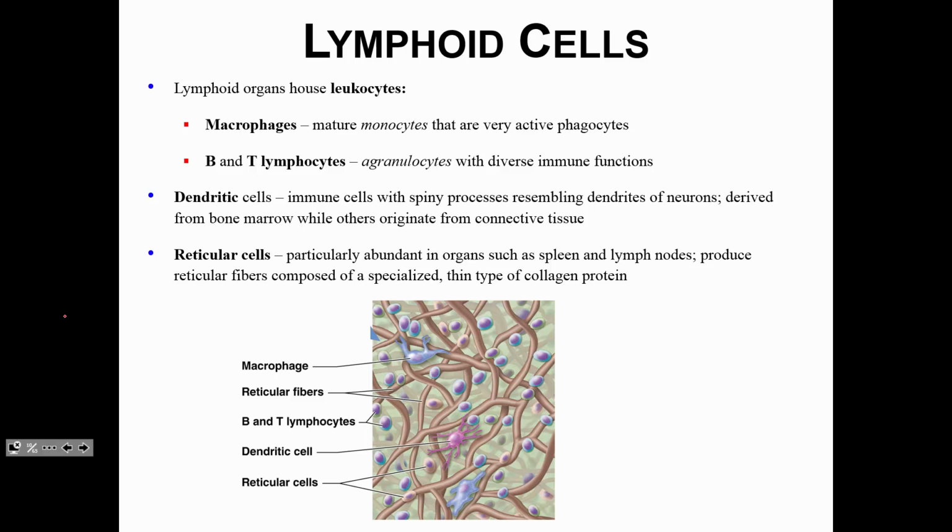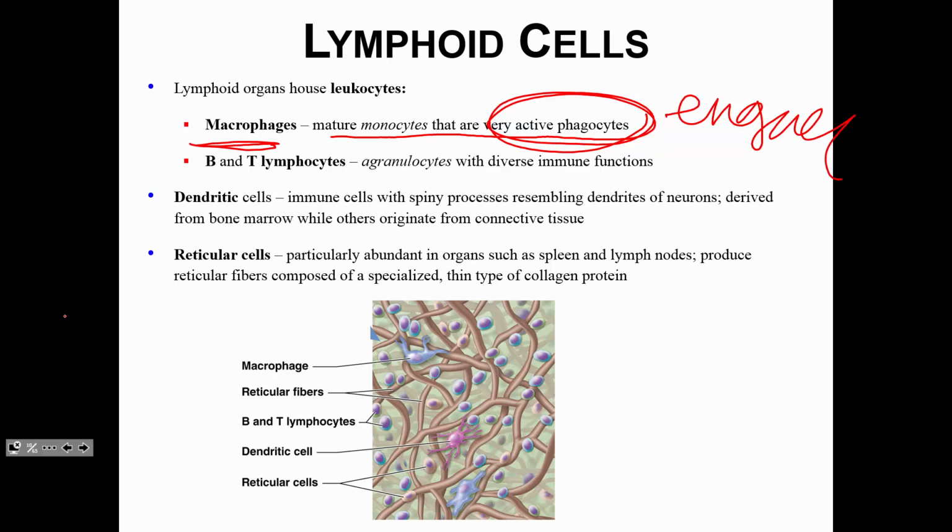There we go. All right, so now let's look at the lymphoid cells. Lymphoid organs are going to have leukocytes. Of course, we're going to have those macrophages. Remember, they're the mature monocytes, very active phagocytes. You're going to engulf and eat stuff that shouldn't be there. And then you have your B and T lymphocytes. These are the agranulocytes with very diverse immune functions. We kind of briefly got into that, and we're going to get into that a lot in this chapter.